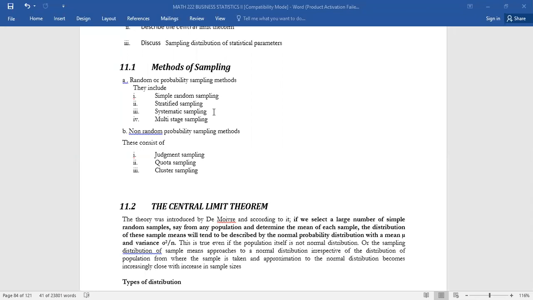When we talk of quota sampling, this is when we classify our data into quotas, more or less like strata, but this one is non-random. For example, you can talk of job groups. Yes, we have teachers or lecturers, but these lecturers will be subdivided into some unique job groups.